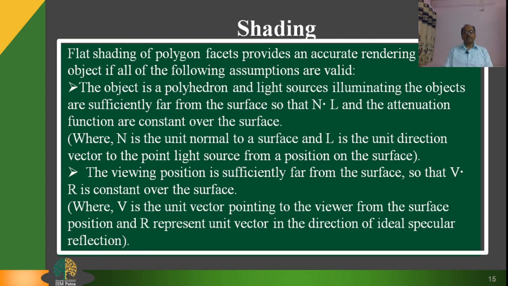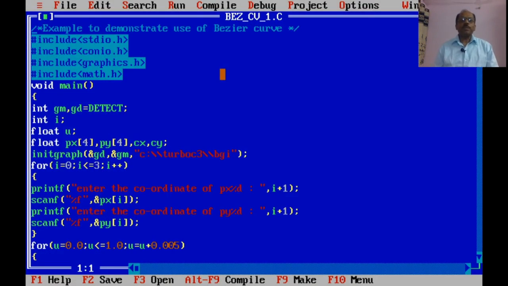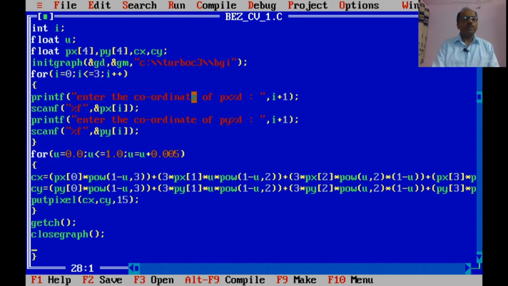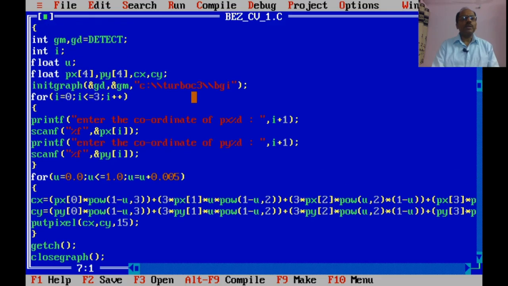I am moving to the IDE. I will show you the assumptions and the algorithms which I have just discussed. With the help of these algorithms, I will use them in computer programs. So, this is a program to show how Bezier curves are drawn in computer graphics. In this program, the algorithm, the concept which we have just discussed, is being used. So, let us start the program.